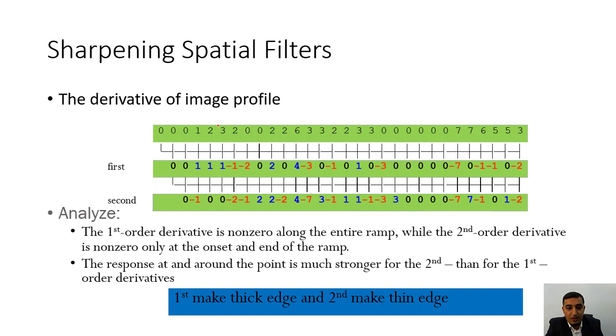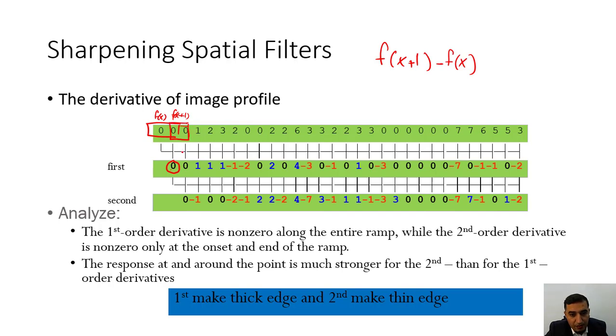So to find the first derivative, what is the first derivative? We said it is f of x plus 1 minus f of x. So in order to find the value over here, this pixel, we need two pixels. This is my f of x, and this is my f of x plus 1. So f of x plus 1 is 0, minus 0, it will give you 0.